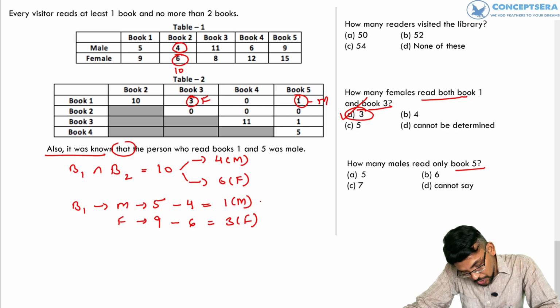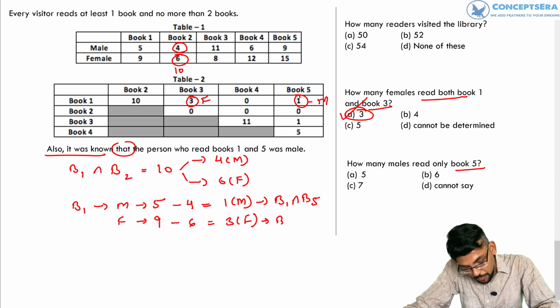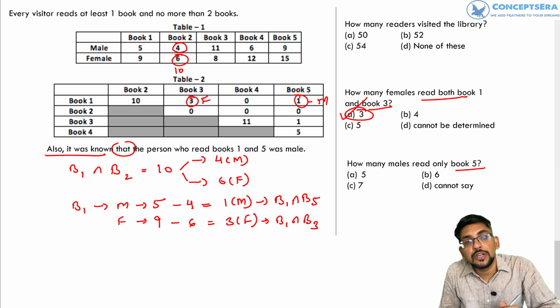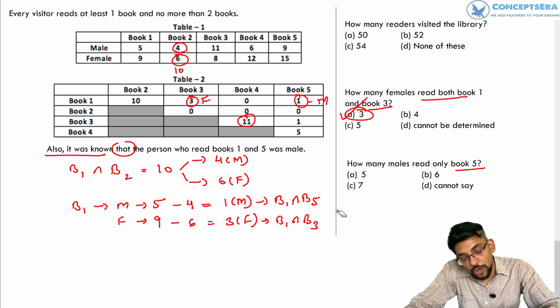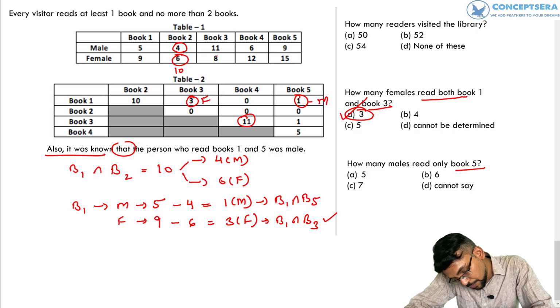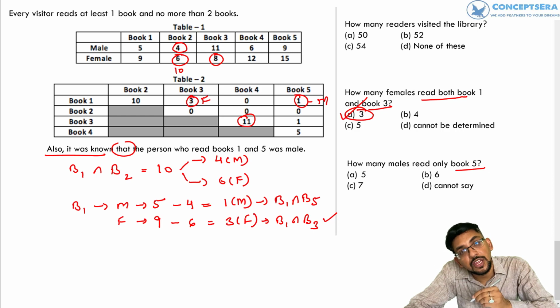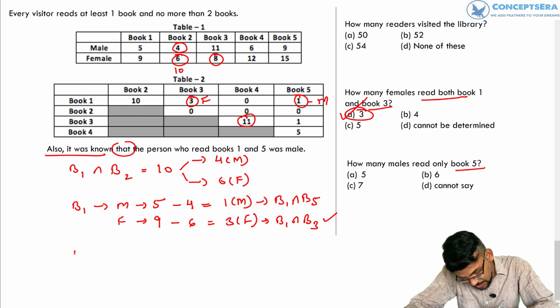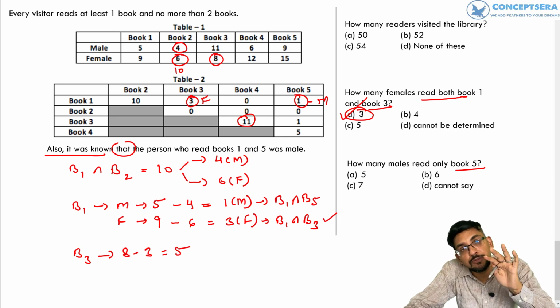So from here we understood this one male will be the intersection of book 1 and book 5. And these 3 females are the intersection of book 1 and book 3. So let's move further and decode this particular question also. Between book 1 and book 3, 3 females are common. It means in book 3 now, the number of females is 8 minus 3 is equal to 5. So here we now have 5 females.